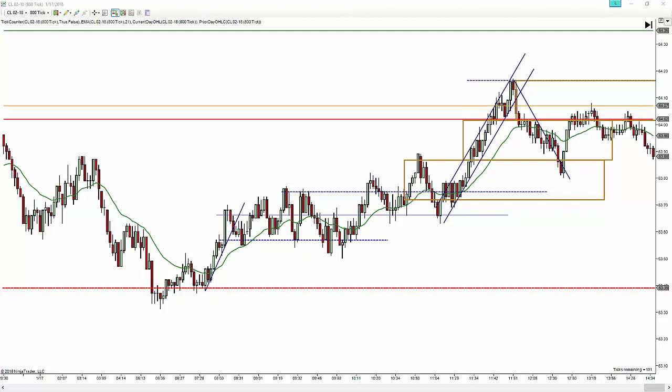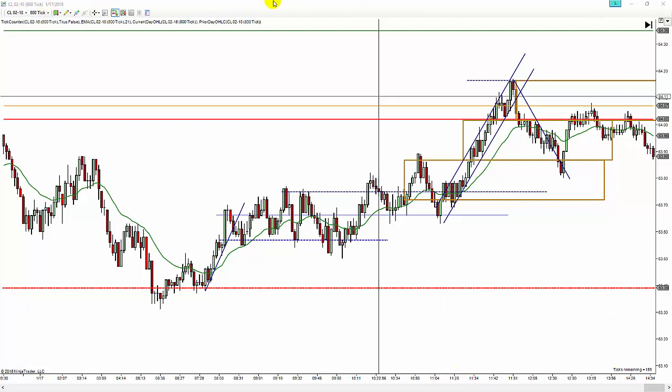Hello, this is Vance, and this is Wednesday, January the 17th, 2018. These are CL trades for today using the slow hand method for price action.